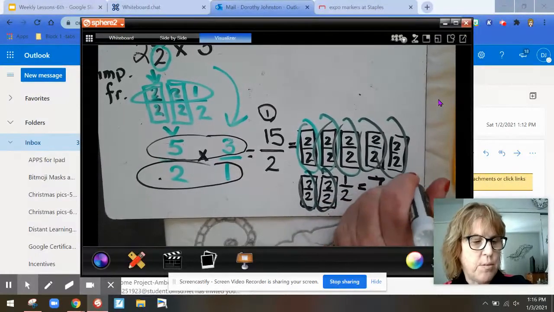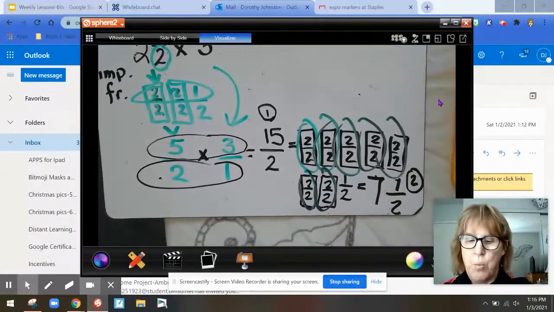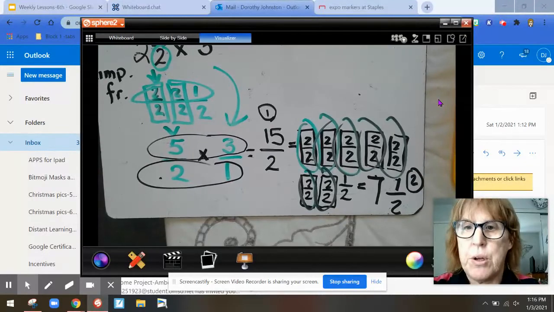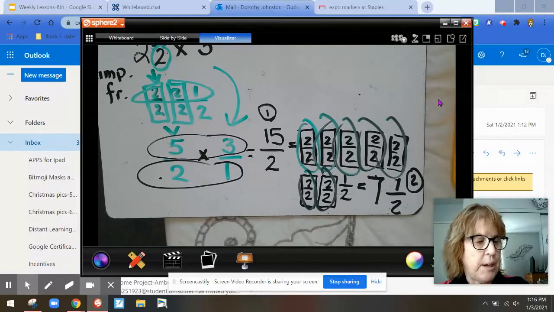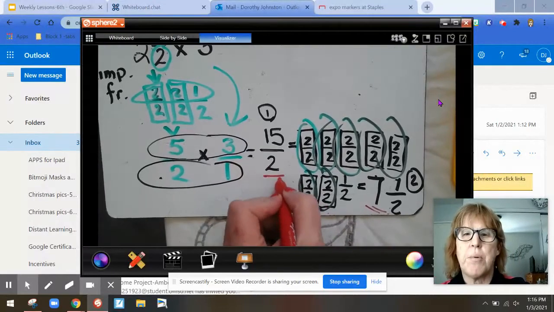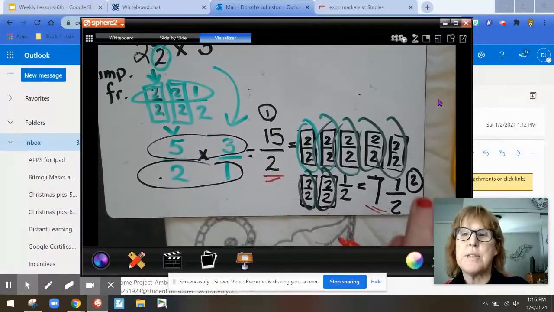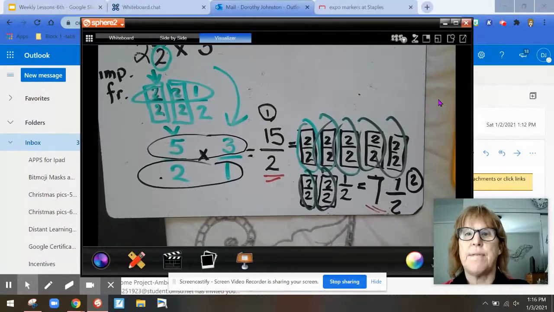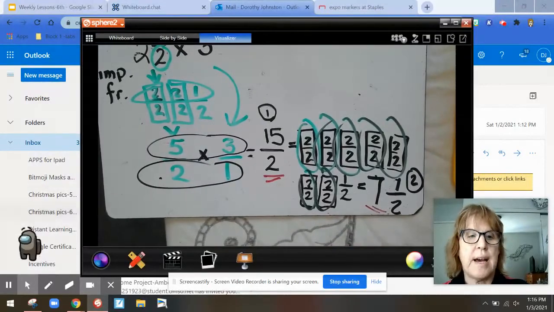Now in this case, this is our answer number 2. Which one is correct? Both are correct. This one is a mixed number. This one is an improper fraction. There's no simplifying. You can't simplify a half. Okay, you guys, and that is it.